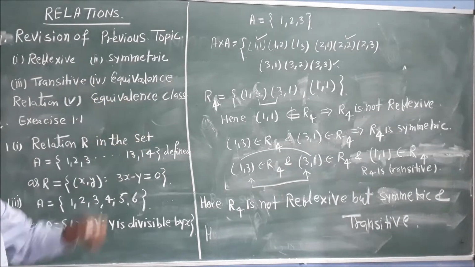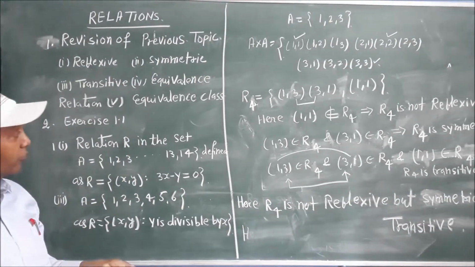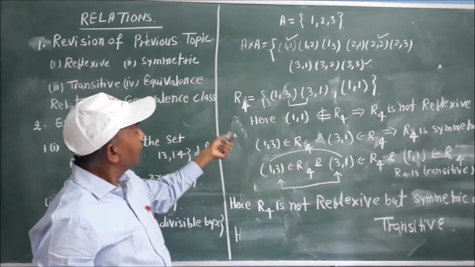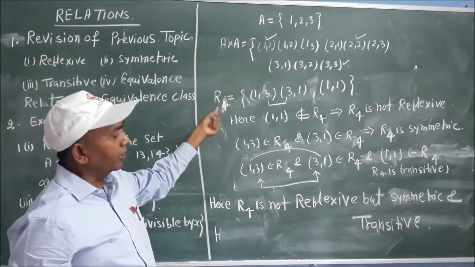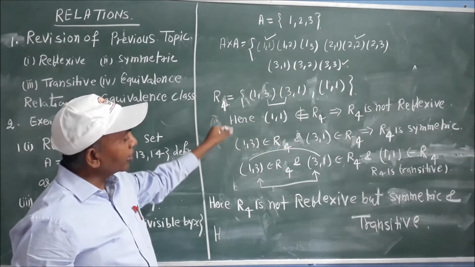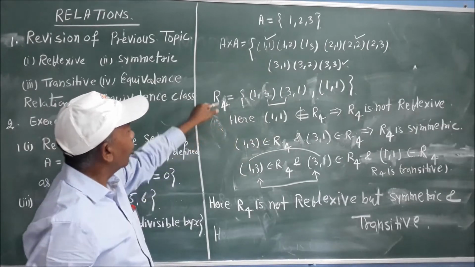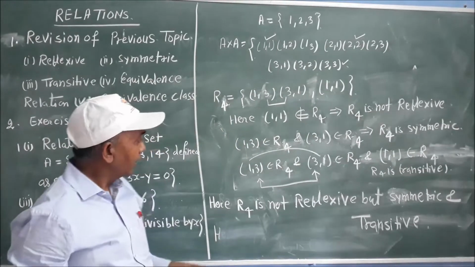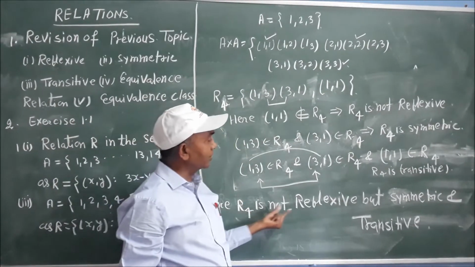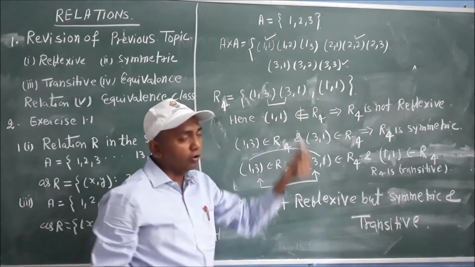And also transitive. So in the examination a question may ask you to show a relation which is reflexive but neither symmetric nor transitive. So as per the demand of the question you can prepare the relation. Here R4 is not reflexive but it is symmetric and also transitive.